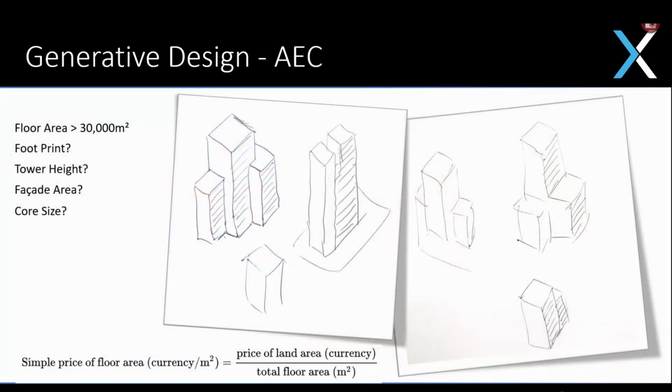Well, in this example, I'm going to show you a demonstration of Autodesk Project Refinery. And what we're going to do is we're going to take a simple massing study for some towers. So you can see here we've got a few sketches of what the towers might look like. So we know we need a floor area greater than 30,000 square meters. We have limited footprint to design these towers on. We want to monitor the tower height. As the tower gets higher, the cost will get higher. Also, with facade areas, we want to monitor that. If the area gets too big, again, there's a bigger cost, so we want to try and minimize that. And we want to monitor the core size as well.